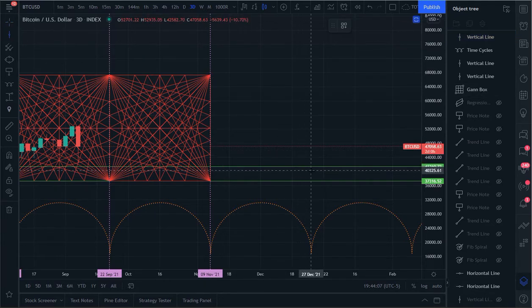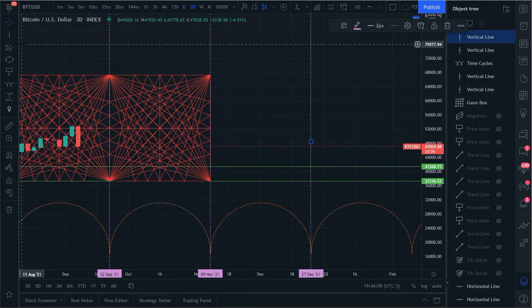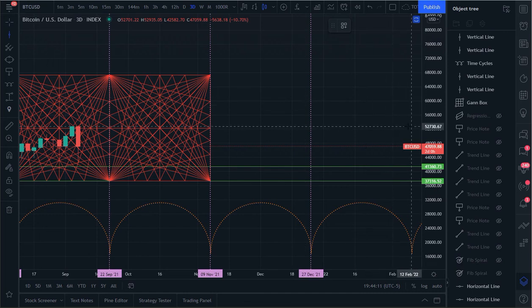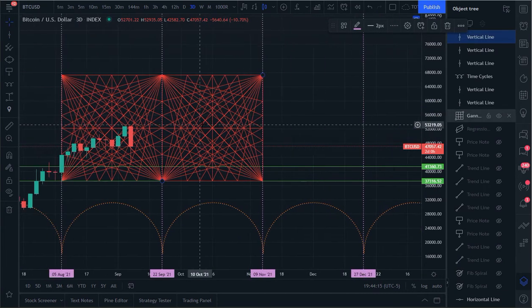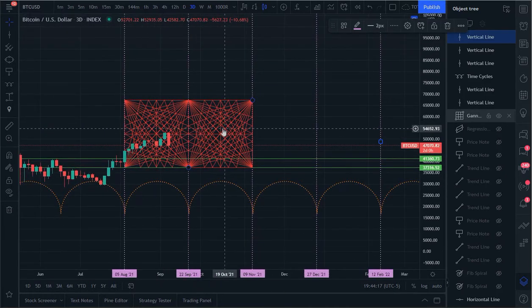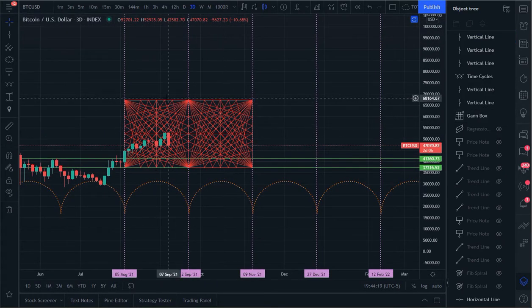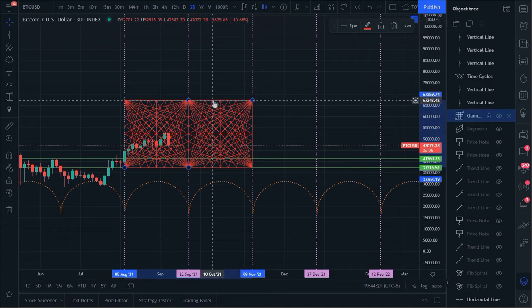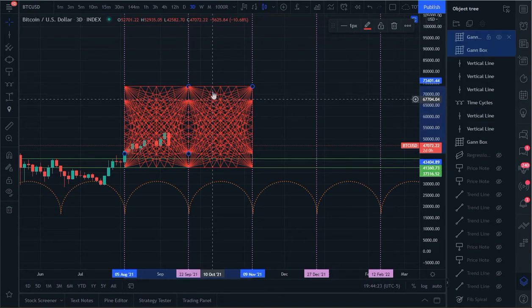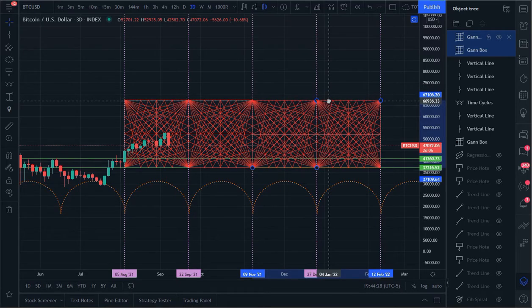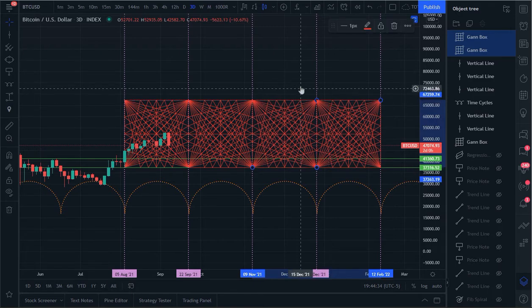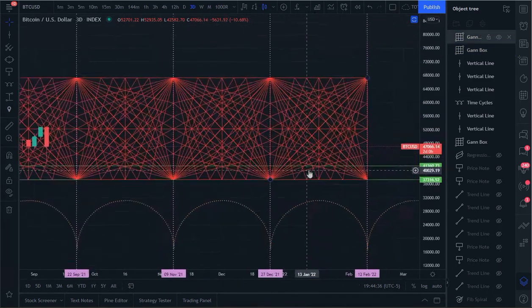I will draw 4, because to square a box we need 4. Again, I can select both 1 and 2 with Control, and I will have the other 4 Gann boxes, like this. Okay, it's lined up.